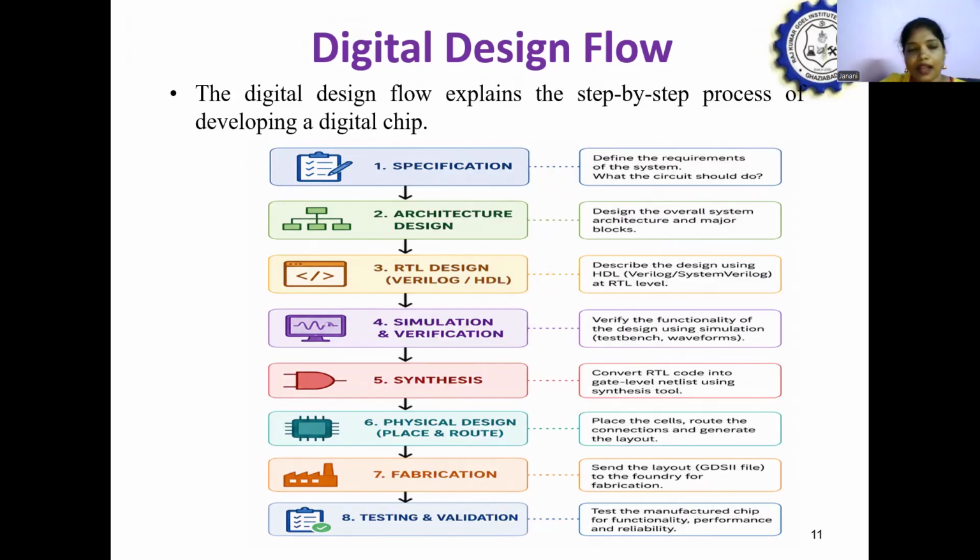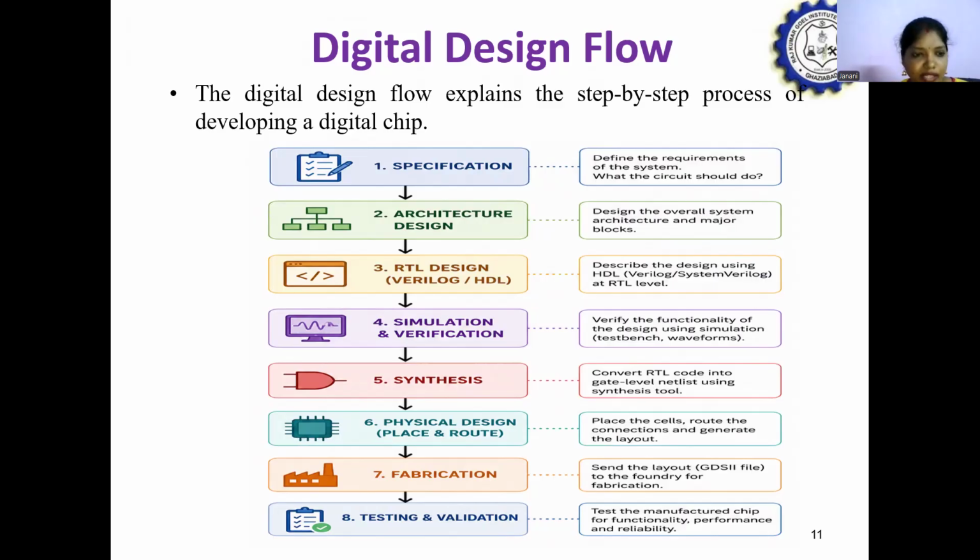For example, the company wants to manufacture a smartwatch processor, so here they are going to write the specification at the initial stage. They will specify the low power requirement, Bluetooth support, sensor interface and all. After the specification stage, the next stage is the architecture design. In the architecture design, we are going to divide the complete system into smaller blocks. Then we are going to define how these blocks will communicate with each other.